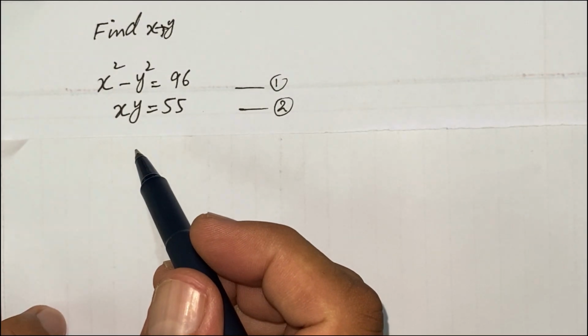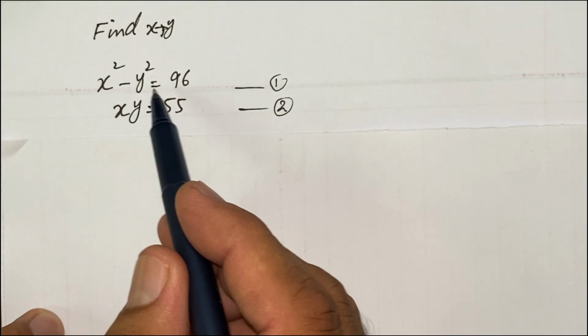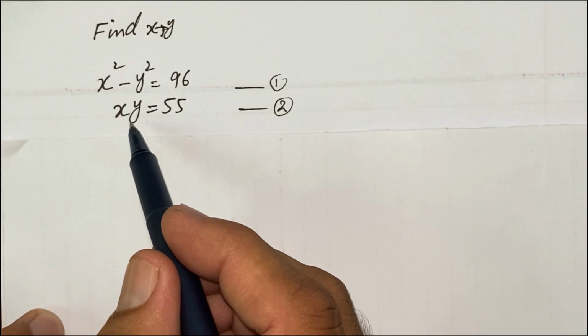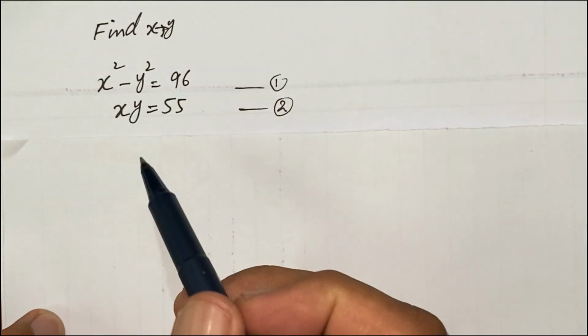Hello, how are you? Today the question is x square minus y square is equal to 96, xy is equal to 55. We have to find the value of x plus y.